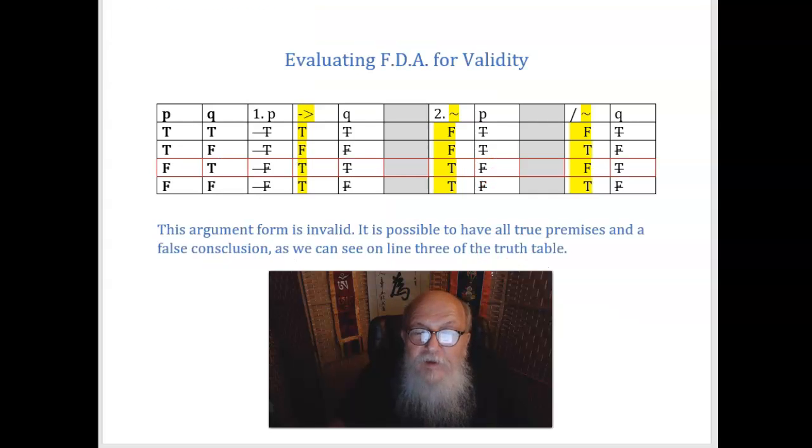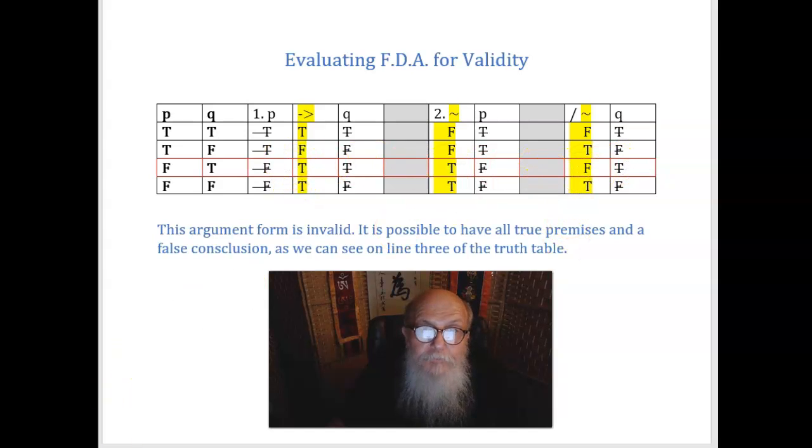So we can evaluate the fallacy of denying the antecedent for validity as well. Once again, I've generated the truth tables. Remember, when you generate it using the table maker, to put a space between that and that so you get two different columns. And we've got the true, false, true, true, and then that reverse truth values, and that reverse truth values. And we go looking. Wherever there's a false, yep, and there's a false and two true premises. So this argument form is invalid. It's possible to have all true premises and a false conclusion, as we can see here on line 3 of the truth table.